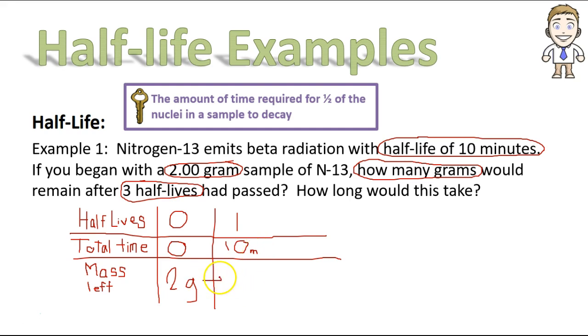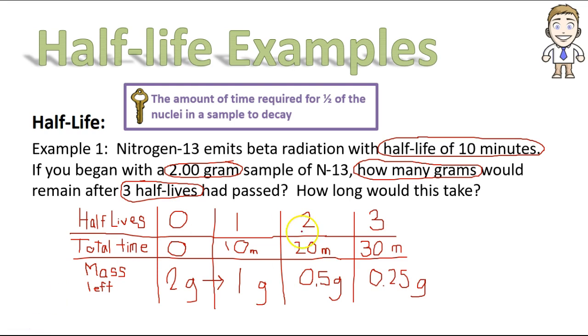And remember, the concept of a half-life is that every time a half-life passes, the mass splits in half. So 2 grams simply turns into 1 gram. And then, since the question is asking about how many grams after 3 half-lives, go ahead and keep doing this same thing in the table until you're up to 3 half-lives. So after 2 half-lives, 20 minutes total has passed, and the mass splits in half again to 0.5 grams. And after the third half-life, an additional 10 minutes means 30 minutes has passed, and the mass splits in half again until there's only 0.25 grams left.